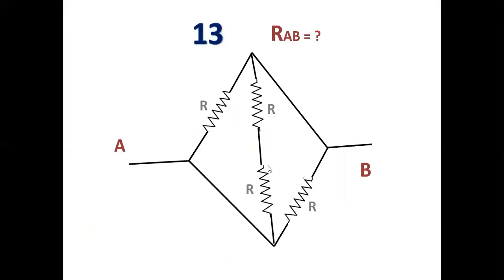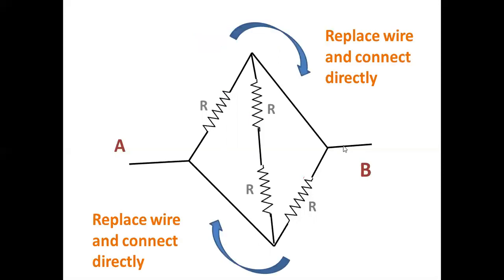Now the 13th one. You see here the equivalent resistance between A and B is asked. First question is between A and B. Now between A and B, do you have any short circuit? No. Here is a resistor. The circuit from here to here may be short, but here is a resistor, so it is not a short. What I can do is replace this wire and pull this point directly over here. Similarly, replace this wire and pull this point directly over here. Can you do that?